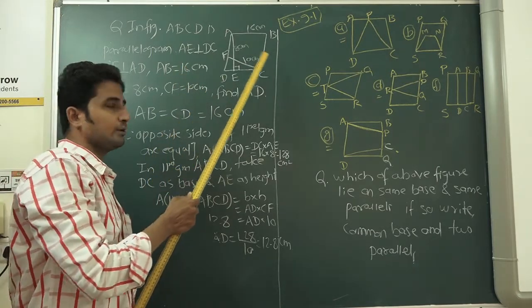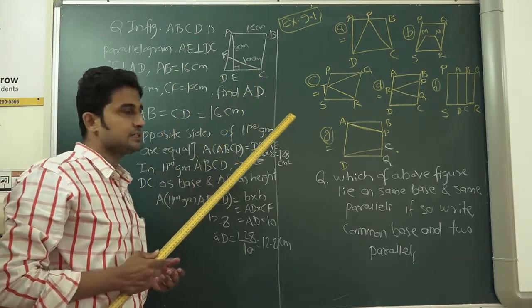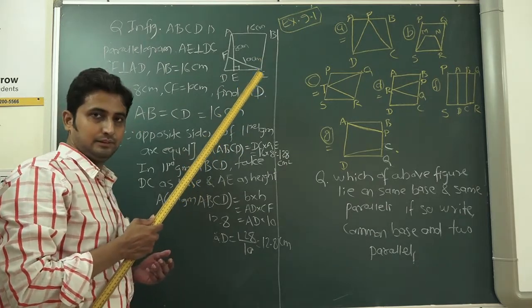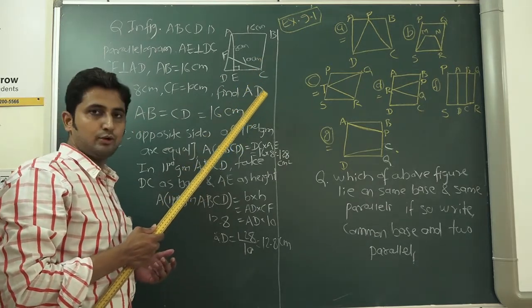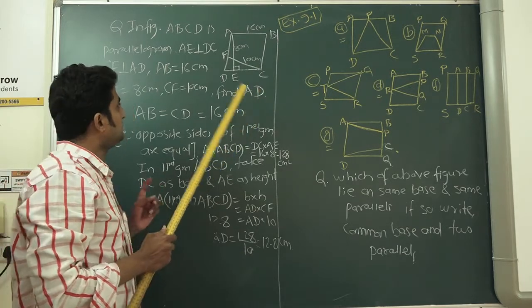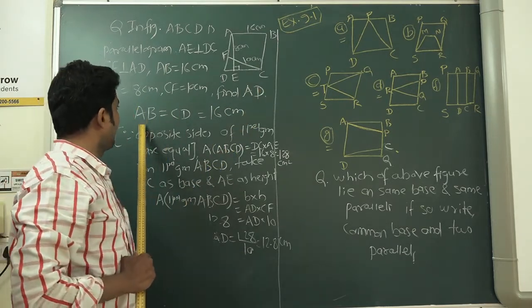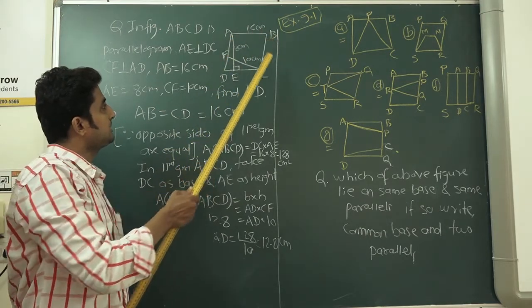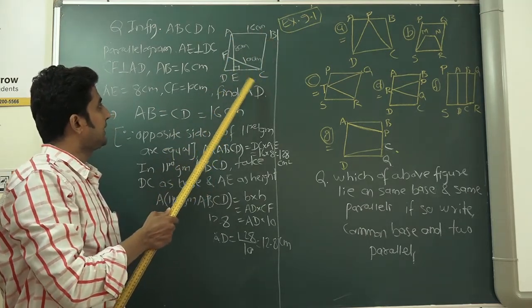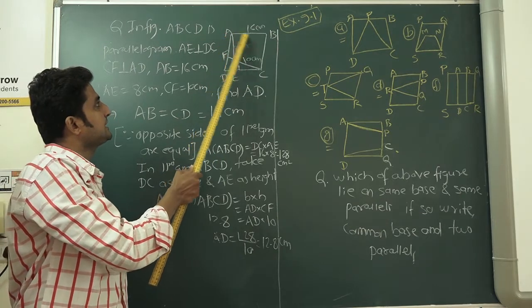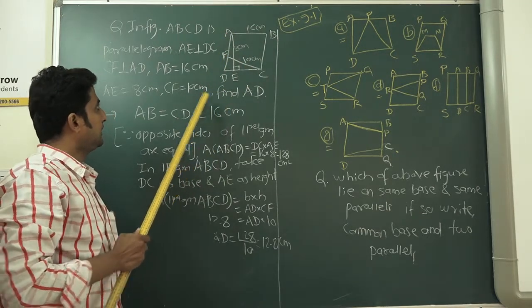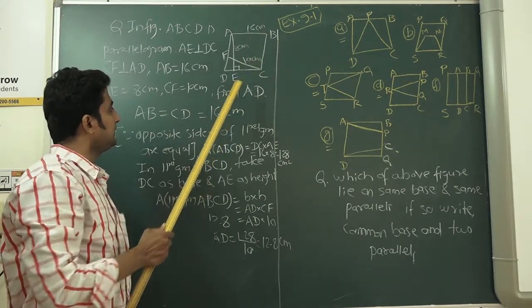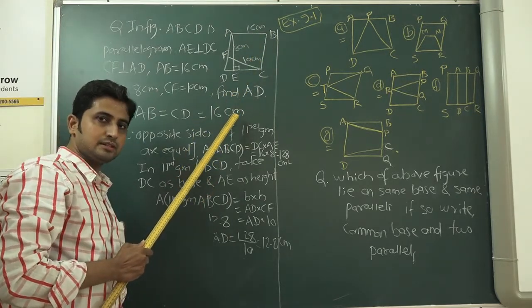So, if it is a parallelogram, it must satisfy the conditions of the parallelogram, that is, opposite sides are equal and they are parallel to each other. Right. Now, here AB equals CD. If we equate this AB equal to CD, and AB is given as 16 centimeter, it is clear that CD is also 16 centimeter.